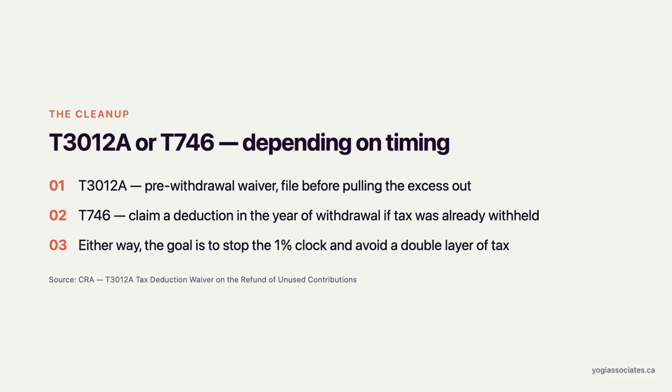If your institution already withheld tax on the withdrawal, that's where T746 comes in. You claim a deduction in the year of withdrawal, which effectively reverses the income inclusion the withholding triggered. The withheld tax flows through your T1 in the normal way. The faster path is T3012A. The cleanup path is T746. Either way, the goal is the same: stop the 1% per month penalty from running.